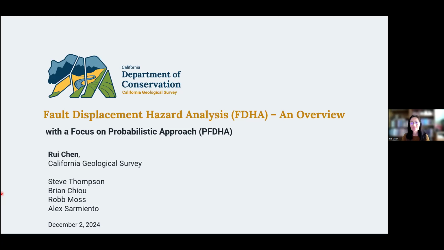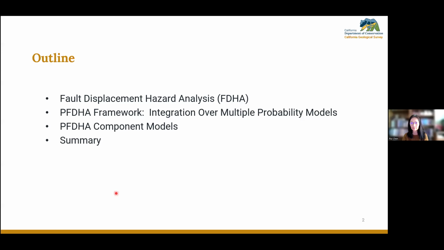Yes. Looks perfect. Okay. I am Rui Chen with the California Geological Survey. I'll give an overview of Fault Displacement Hazard Analysis, or FDHA, with a focus on the probabilistic approach, or PFDHA. I'd like to thank Steve Thompson, Brian Chiou, Rob Moss, and Alex Sarmiento for their contribution to this talk.